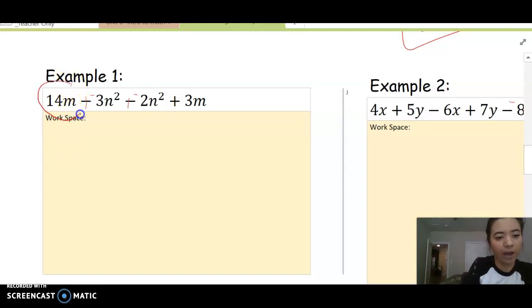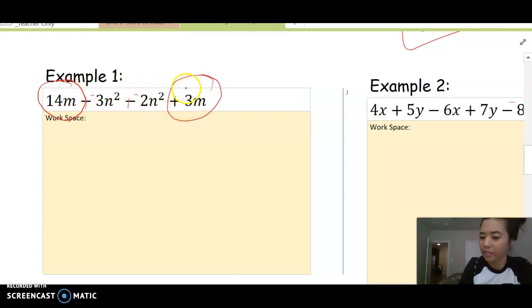So I'm going to start with an M. So I have 14M here. That's an N, so that doesn't work. Remember, we need matching variable and exponent. That's an N, that's an M, that's an M, and they both have no exponent, so that one goes. Notice how I'm circling the addition sign with it. That's very important because that tells me it's a positive 3. Okay, now I can draw squares around my N's.